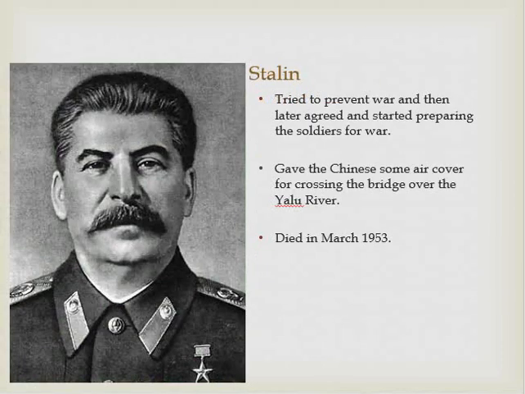Number 4 among the key stakeholders was Stalin. He tried to prevent war and then later agreed and started preparing the soldiers for war. He gave the Chinese some air cover for crossing the bridge over the Yellow River. He lived up till March 1953.